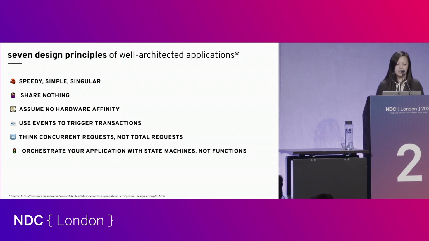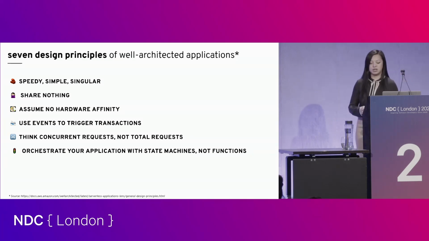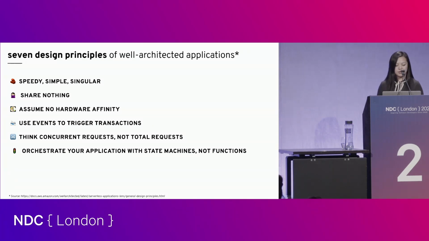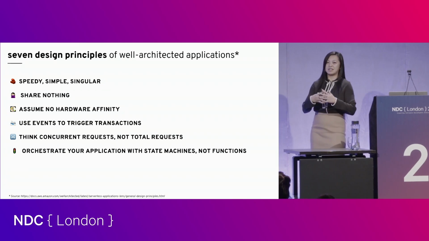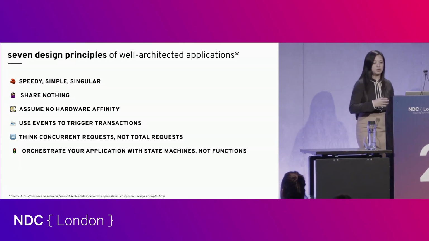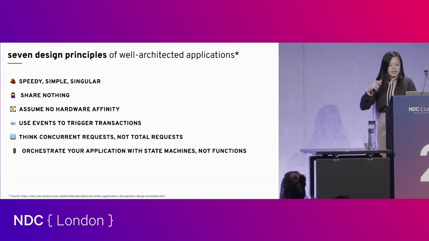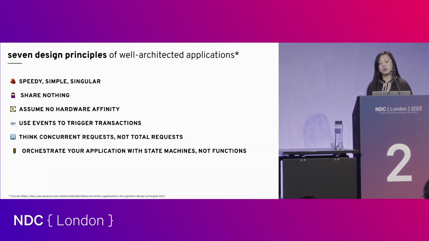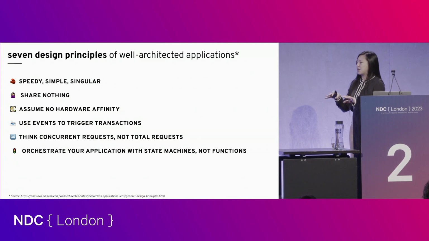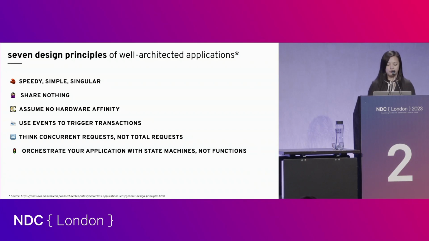Next is orchestrate your application with state machines and not functions. This is really biting at the fact that you don't want to invoke functions from another function. You don't want to have this tangled serverless spaghetti mess where you're saying, hey, do this, hey, do that. That's where something like step functions or durable functions come in, where you have an actual orchestrator who can take charge of all of that and see what is happening at the same time and make sure you're not invoking it directly from the single functions.